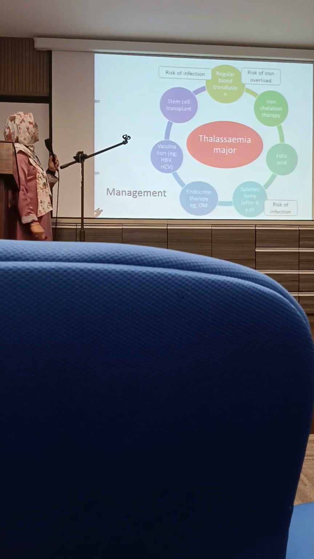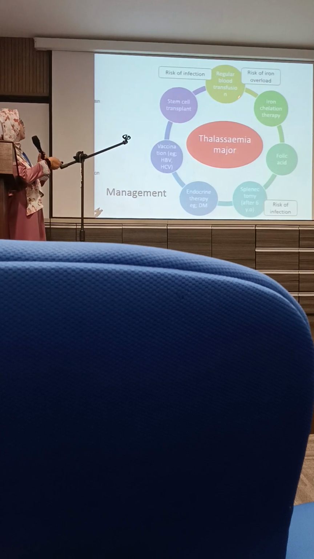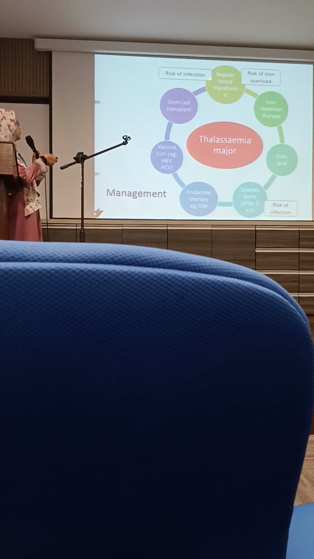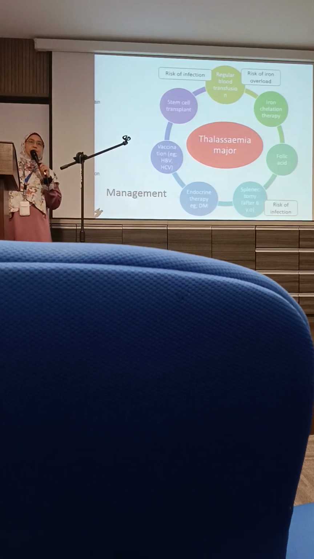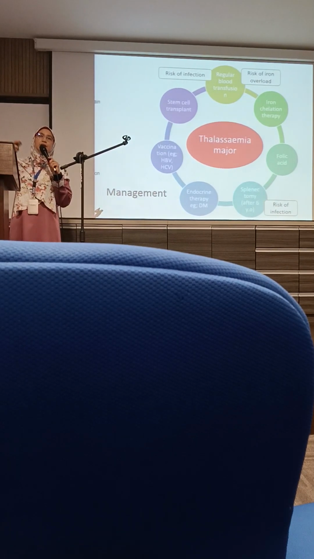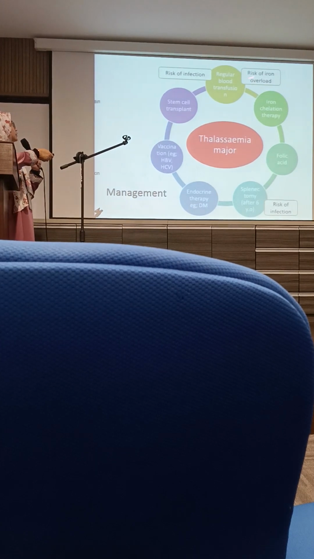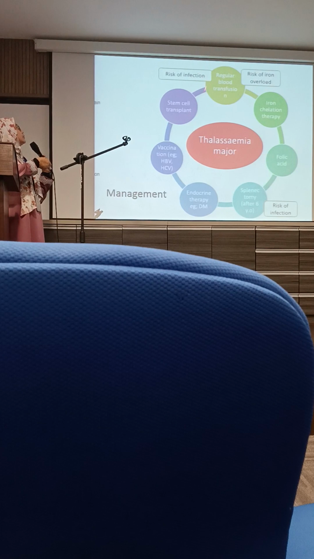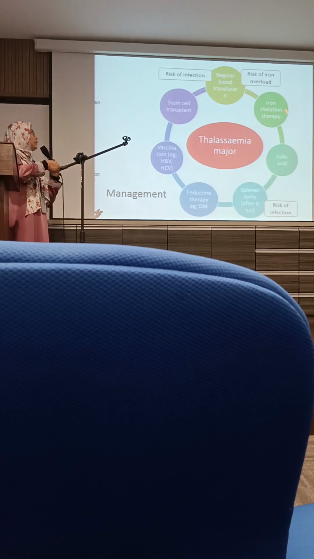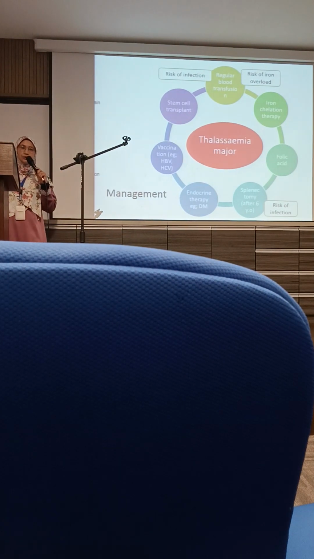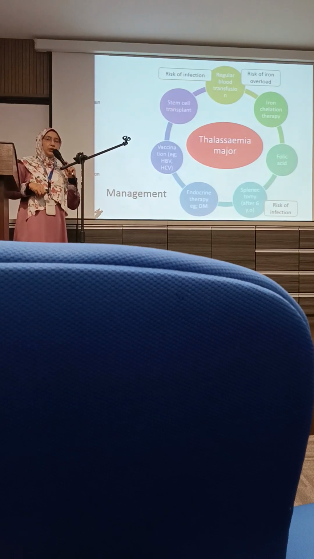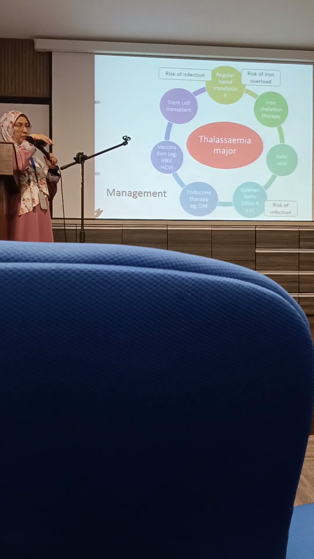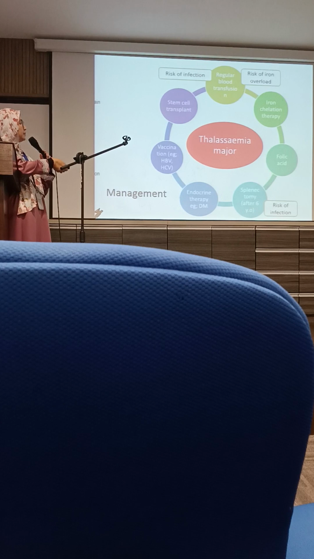So the treatment for thalassemia major, they will need regular blood transfusion, but this will give the risk of infection from the blood. They are at risk of infection with HIV, hepatitis and all that, and also risk of iron overload. So if your patient is started on blood transfusion, you need to give them iron chelation therapy to remove the iron from the body. Otherwise, the patient will get iron overload quickly, which is toxic.